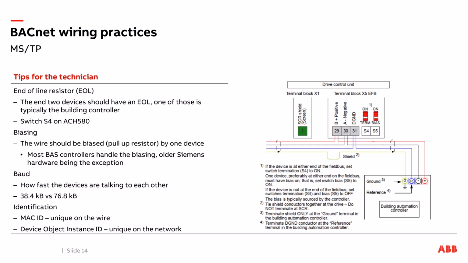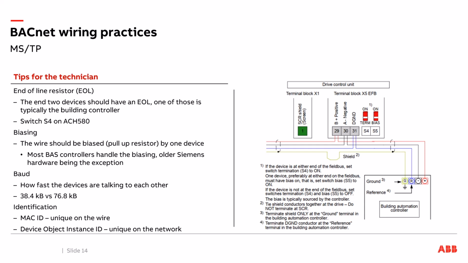Some additional tips for the technician. There are end-of-line resistors. The end devices should have an end-of-line resistor. Usually the controller is one device on the end of the line, and if it happens to be a drive on the other end, you put the end-of-line resistor there. There's actually a switch that you can flip on in an ACH580 drive to put that termination there.